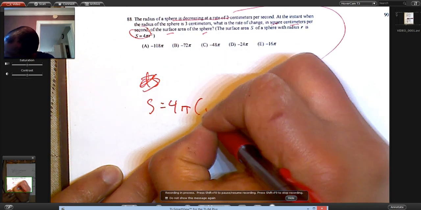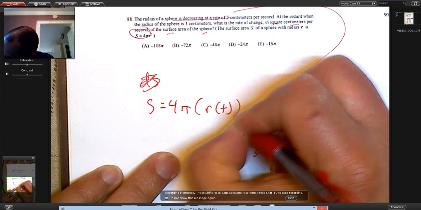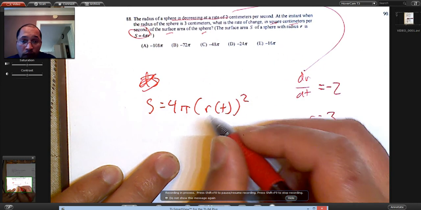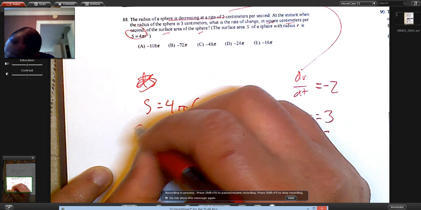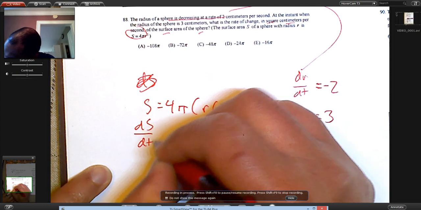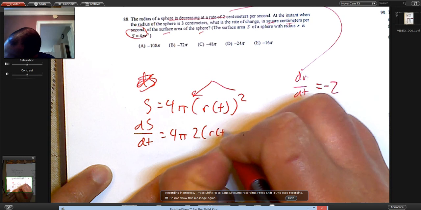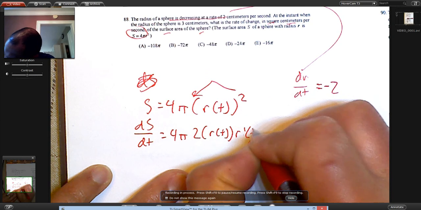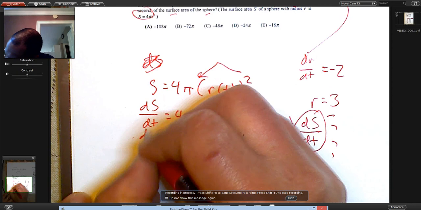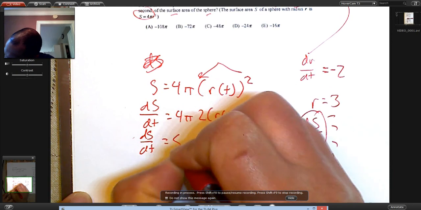Now remember, the radius is changing with respect to time, so it's r of t squared. So I'm going to take the derivative as dS/dt, keep the inside, r of t, and then r prime of t. Okay? So dS/dt equals 8 pi r dr/dt.